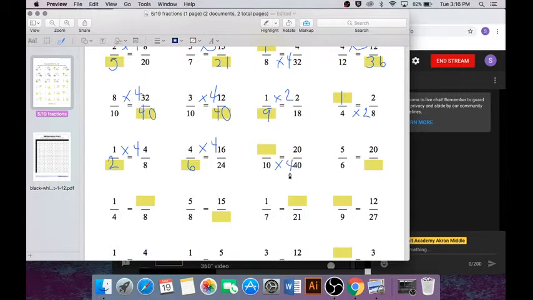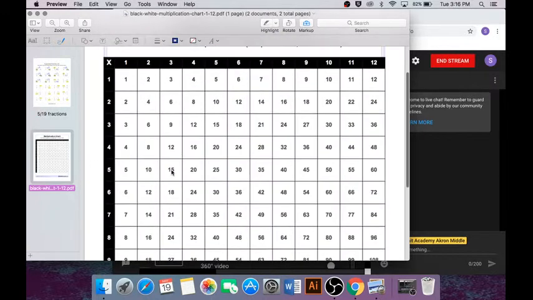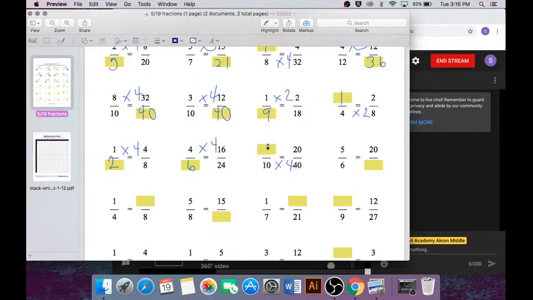So we're going to use our 4 times table again, and now we're going to find 20. 4 times table, right here's 20. We're going to go up and we see that 4 times 5 is 20. So we have 5 times 4 equals 20, and 10 times 4 equals 40.